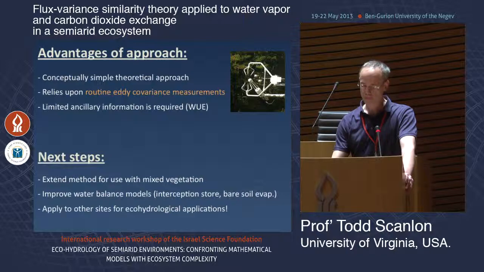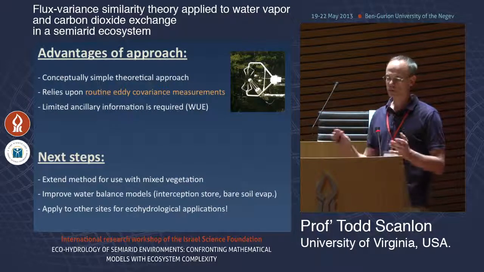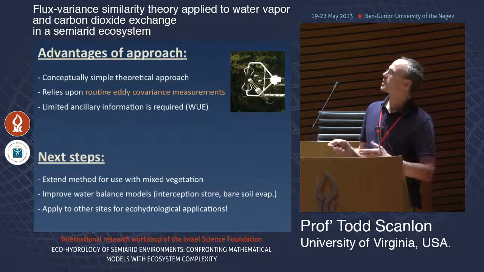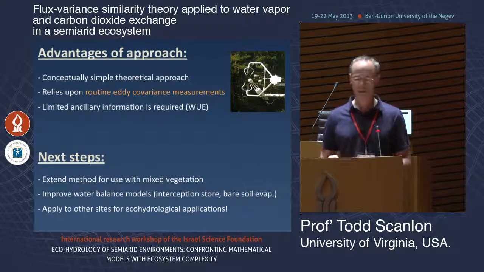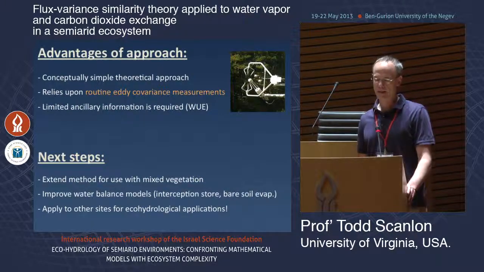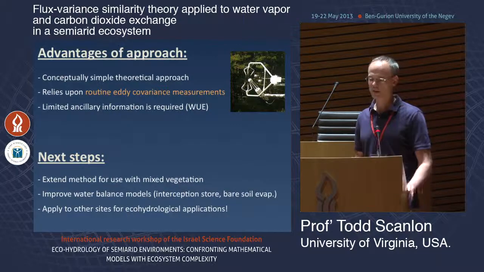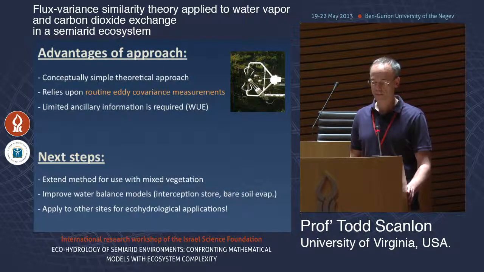evapotranspiration? And then finally, advantages of the approach: very simple theoretical approach conceptually. It relies on routine eddy covariance measurements. You don't need any extra instrumentation to do this. And limited ancillary information is required. In fact, the only thing that you need to put into this technique is the water use efficiency of the vegetation at the leaf level.